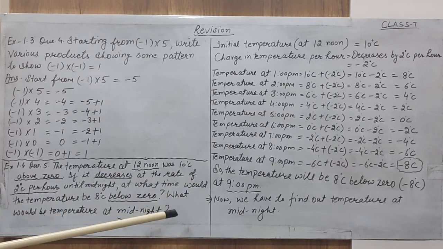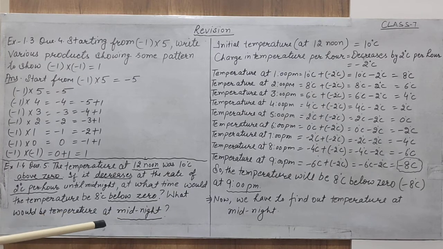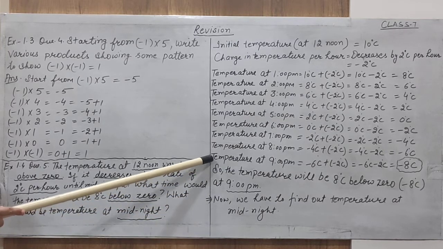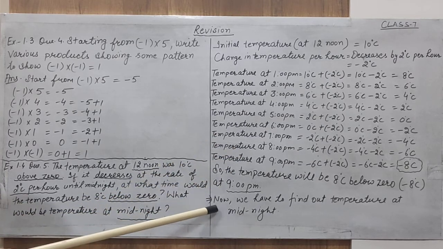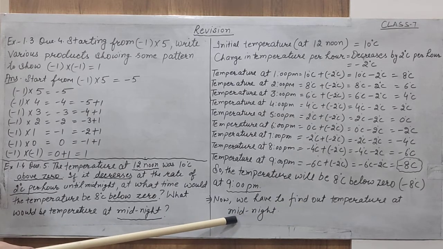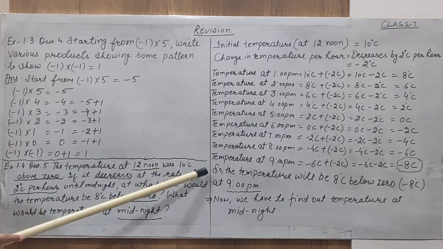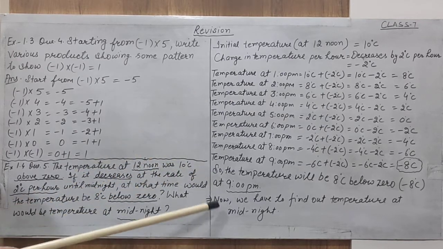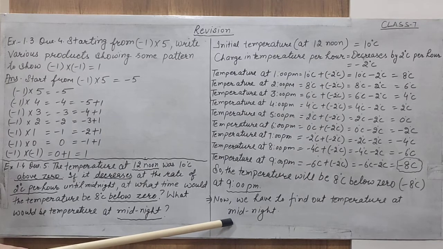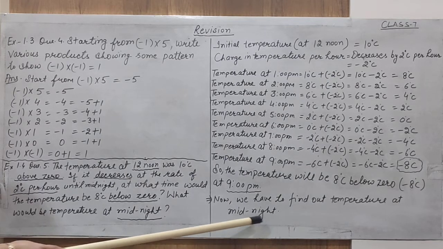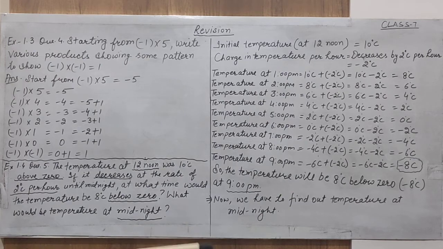Understandable? Next question is, what would be the temperature at midnight? Now we have to find out the temperature up to midnight. We can continue by this process or we can find out directly as well. So next, now we have to find out the temperature at 12 midnight. This method you already understand, na? By this method you can also find out the temperature at 12 midnight. And I told you one more method to find out directly the temperature at midnight.